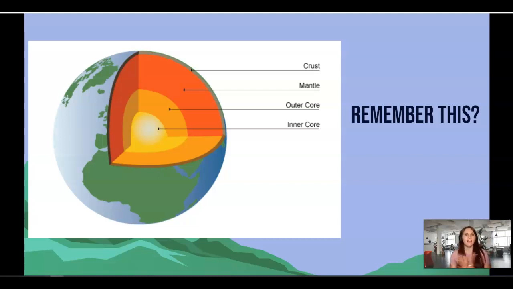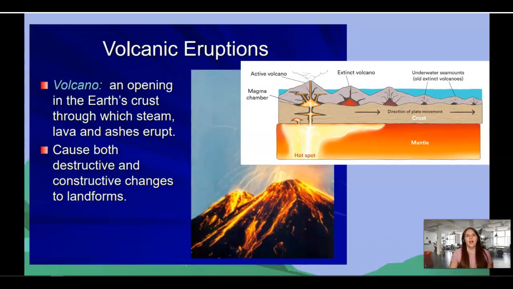All right. You might remember this from the first semester. We talked about the 4 different layers of the earth. You've got the inner core, the outer core, the mantle, and the crust. We'll need to keep this in mind as we talk about some of these next type of forces. A volcano, which you've probably all heard of, is a break in the Earth's crust.